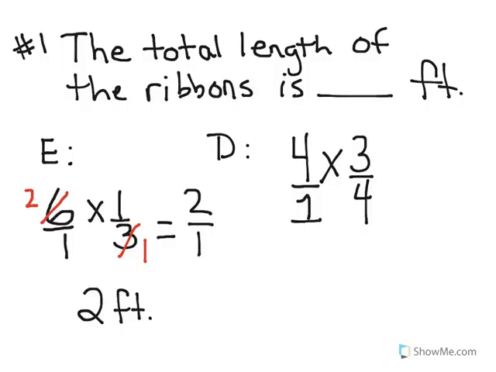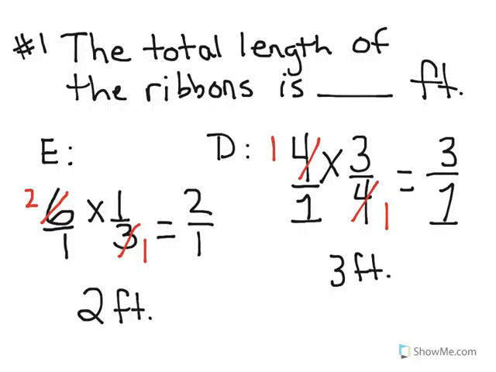Again, I'm going to look to cross cancel or cross divide, and I can see that I can divide 4 by 4 and get 1, and divide 4 by 4 and get 1. Multiply my numerators. 1 times 3 is 3. Multiply my denominators, 3 over 1, which equals 3 feet.